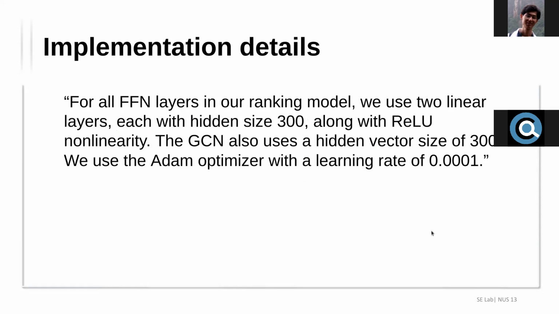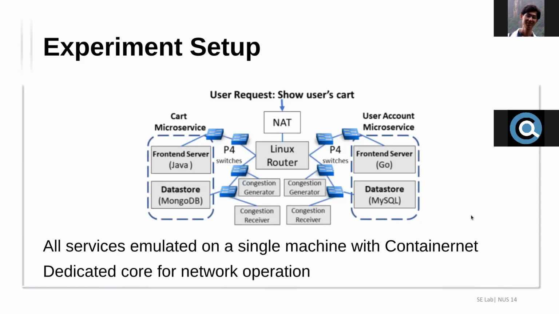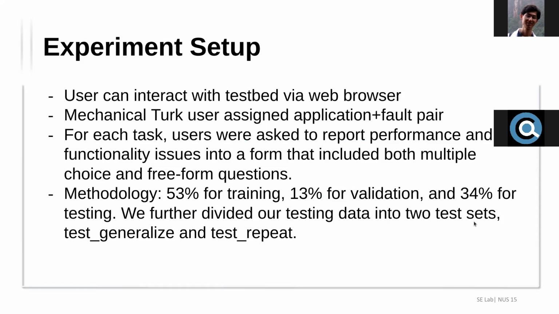Okay. So how they tested the efficacy of their tool is to emulate a microservice application. They have all of this in containers running on one host machine, and they also have switches that emulate the network. Then for each application and pair, they inject a fault via the network, for example. Yeah. And all of them, they use Amazon's Mechanical Turk to test.